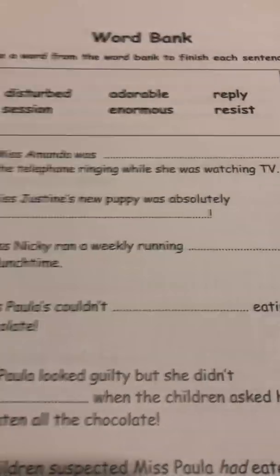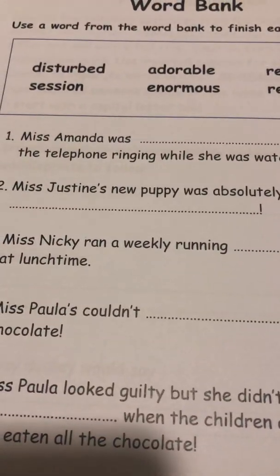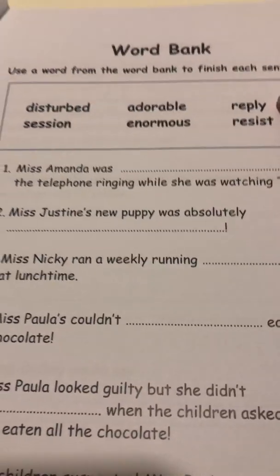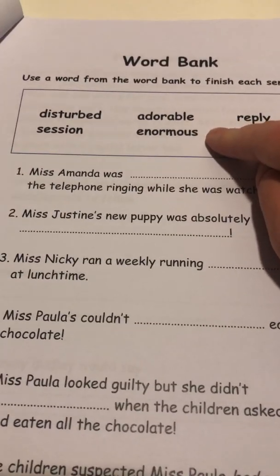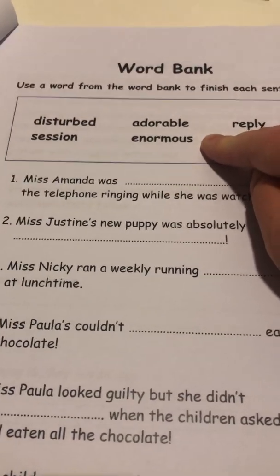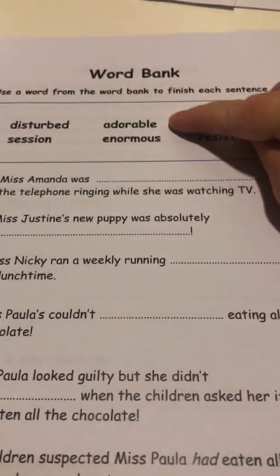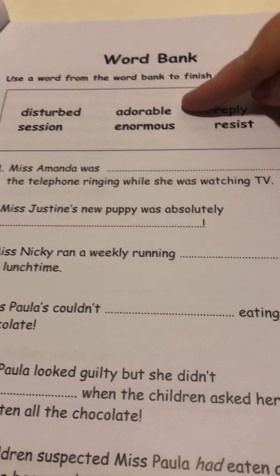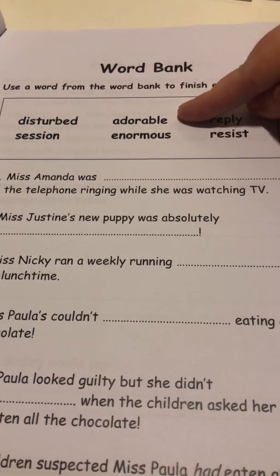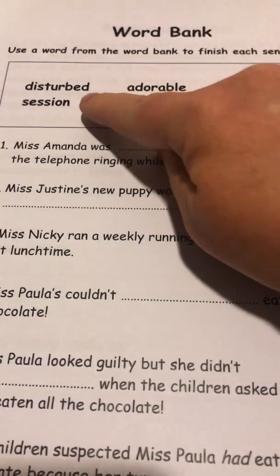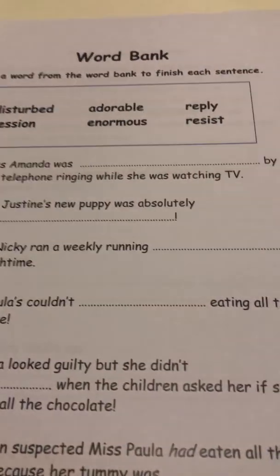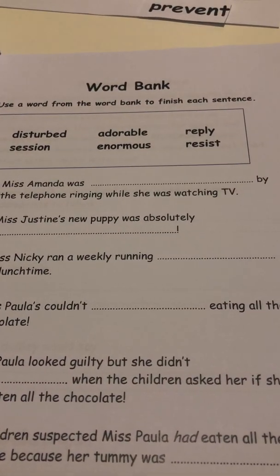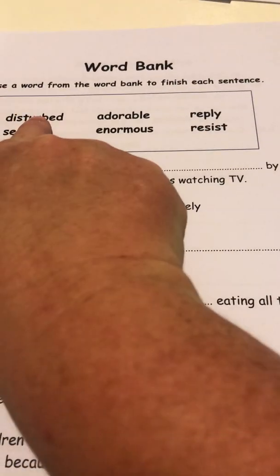So what could that be? Miss Amanda was resist by the telephone. That doesn't make sense. Miss Amanda was reply by the telephone ringing. No, that doesn't make sense either. Miss Amanda was enormous. No, she's certainly not enormous. That doesn't make sense. Miss Amanda was adorable. Well, she is, but that doesn't quite make sense there. Miss Amanda was adorable by the telephone ringing. No, that doesn't make sense. Miss Amanda was session. No, that doesn't make sense. Miss Amanda was disturbed by the telephone ringing while she was watching TV. Aha! That is the word I would choose to put in there. So have a go at this one.